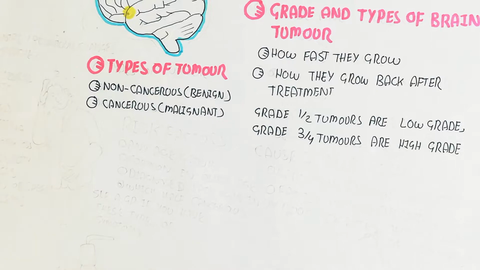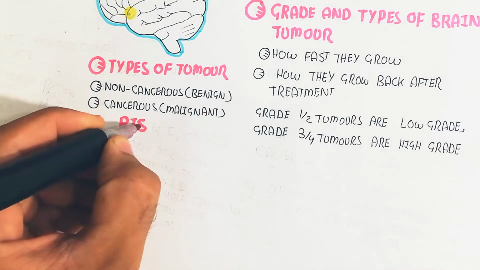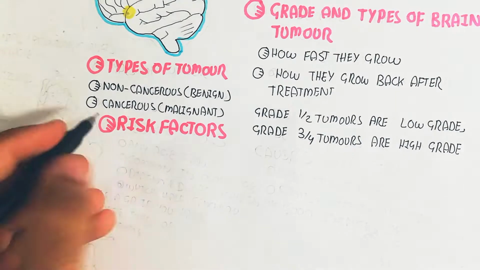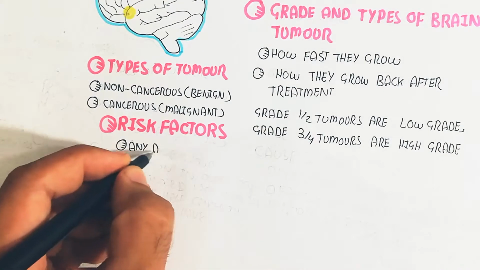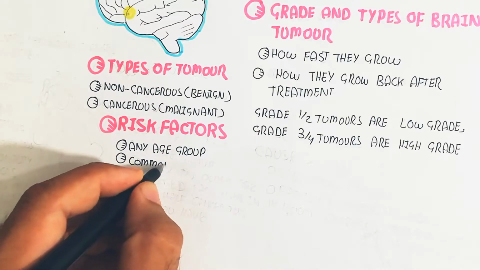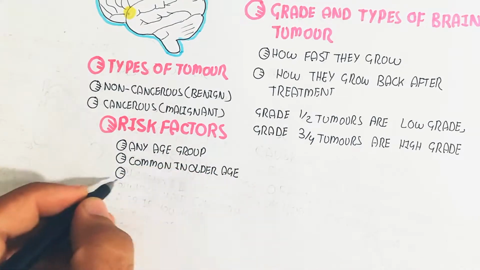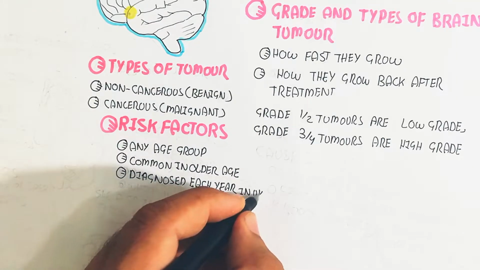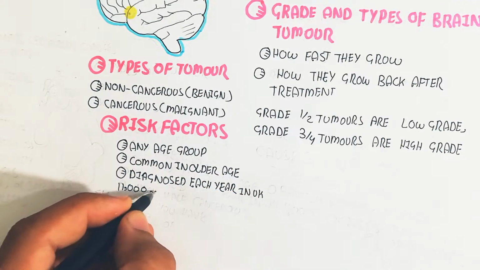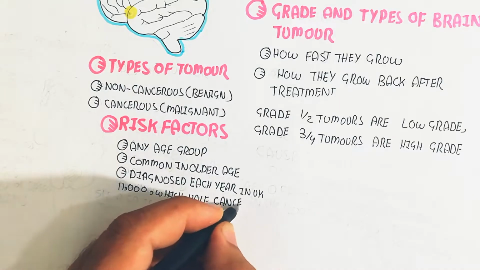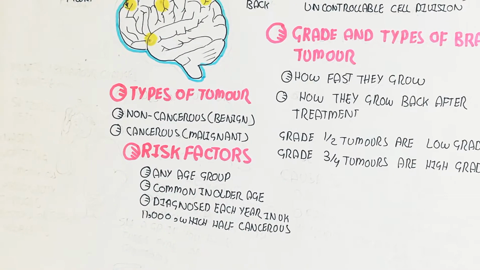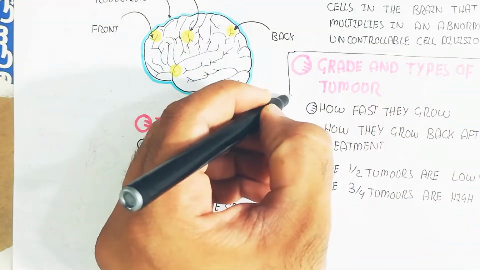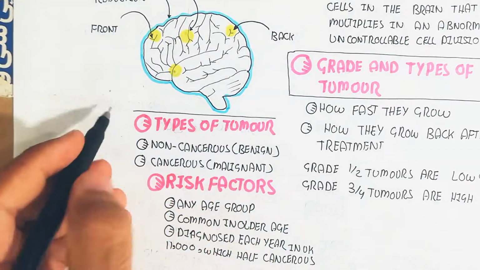The type of tumor that is non-cancerous is known as benign, and the cancerous is known as malignant tumor. The non-cancerous benign tumor is not as harmful as compared to the malignant tumor. As for risk factors, it can occur in any age group, common in older age, and 11,000 are diagnosed each year in the UK, of which half are cancerous while the half are benign tumors.